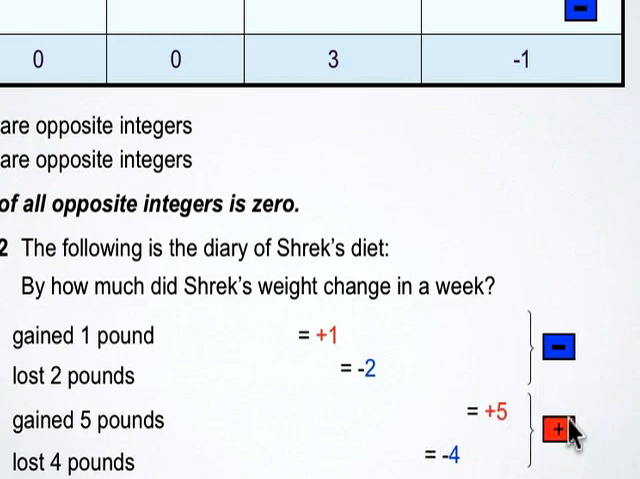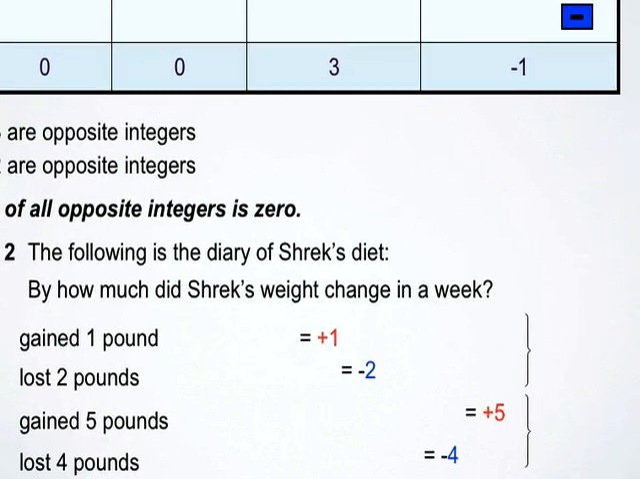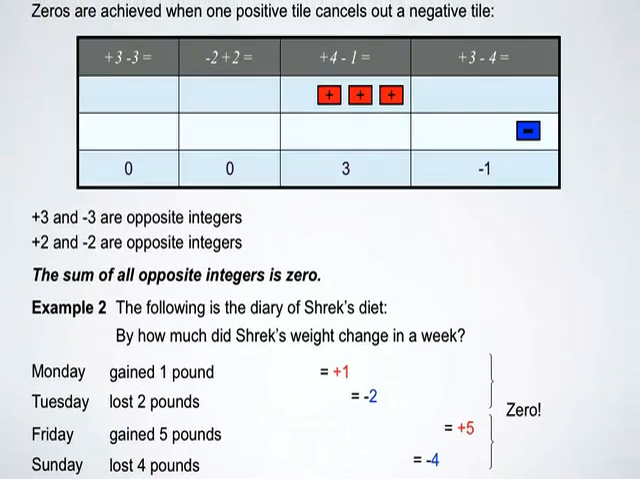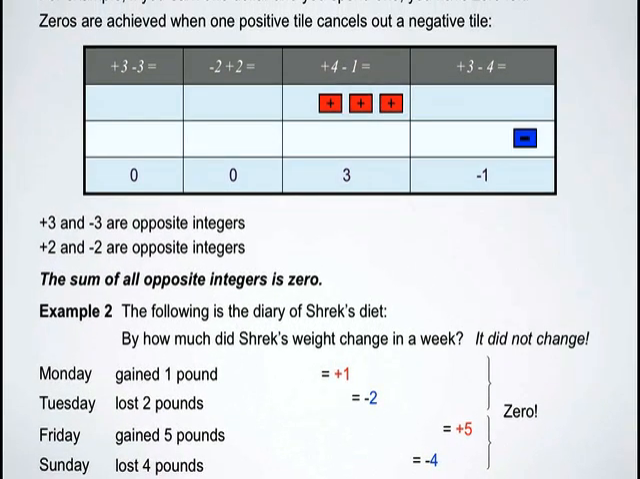Now if we look at what we have left, we have a 0, a blue and a red tile. So we can cancel that out. So the answer is 0. His weight did not change. It fluctuated up and down, but at the end of the week he ended up weighing exactly the same that he did at the beginning of the week.